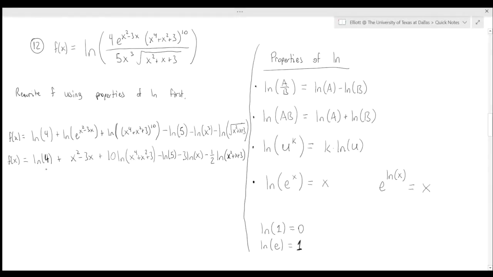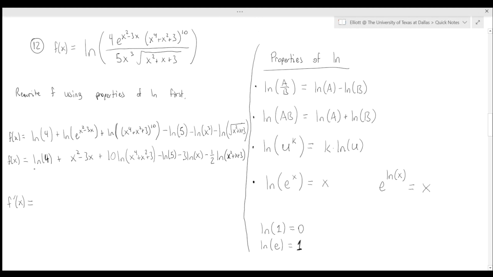Now at this point, we can't really do anything else. So we don't have any properties of natural log which apply to anything like this or like this. So since we can't do anything else, now would be a good time to start trying to get the derivative of f. Okay.